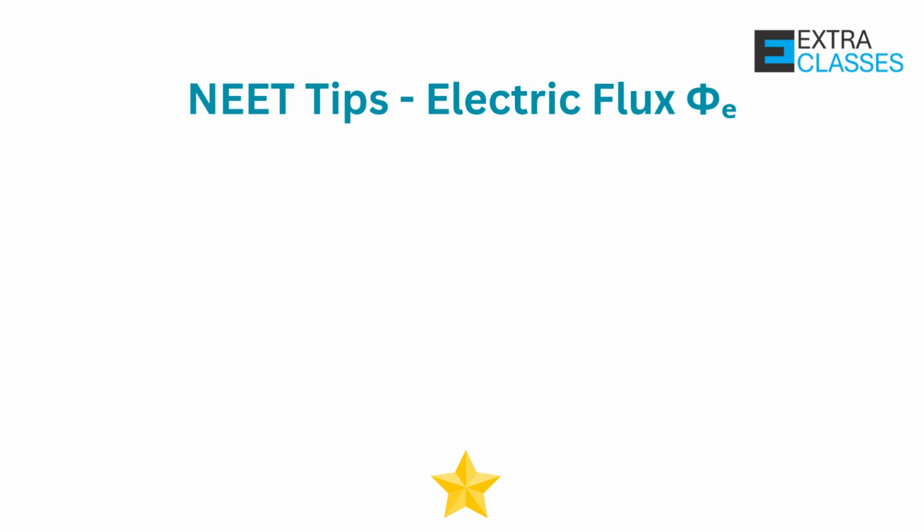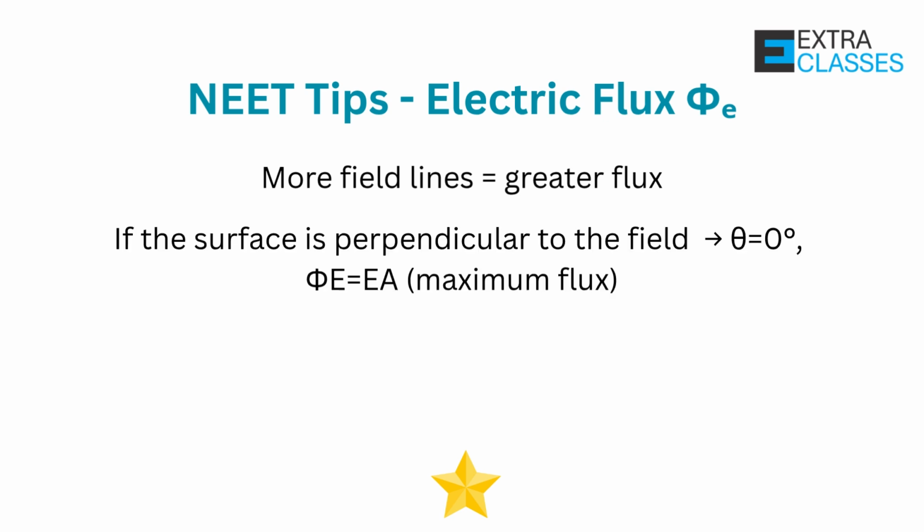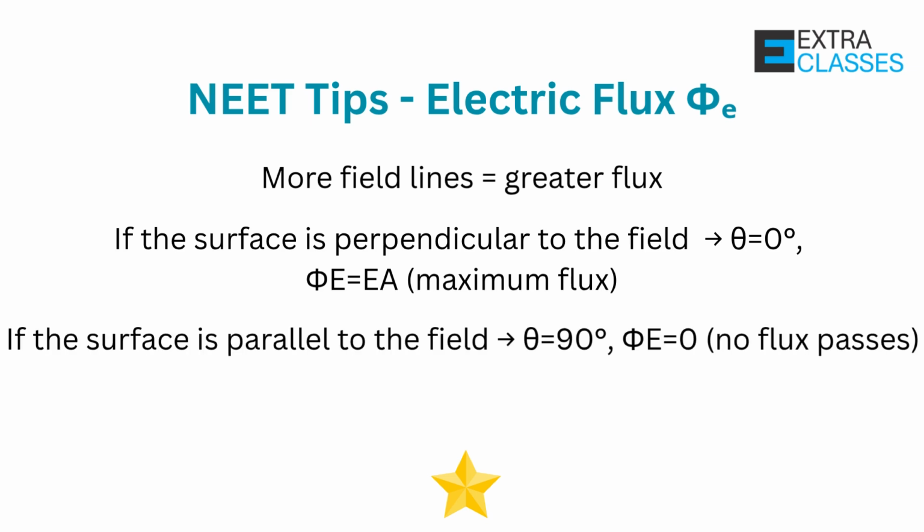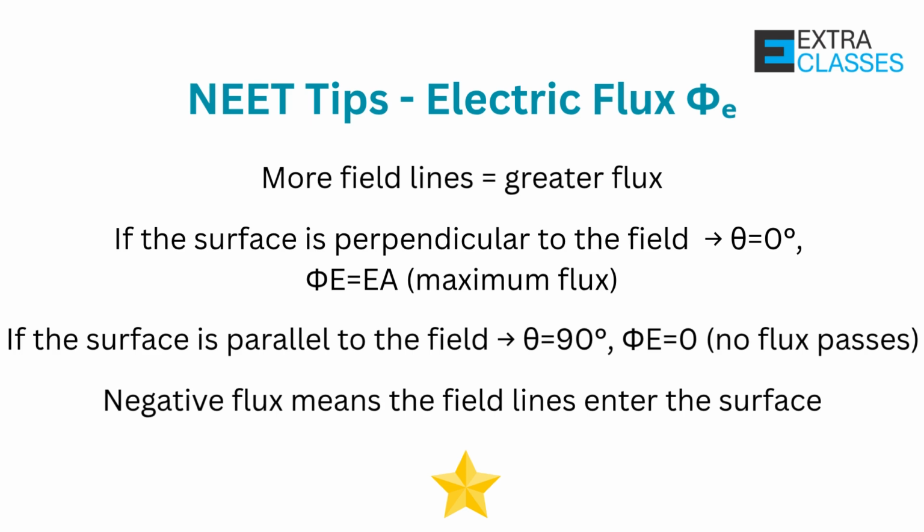There are several interpretations to be remembered. More field lines means greater flux. If the surface is perpendicular to the field, then it means maximum flux. If the surface is parallel to the field, then no flux passes. And negative flux means the field lines enter the surface or go into the plane.